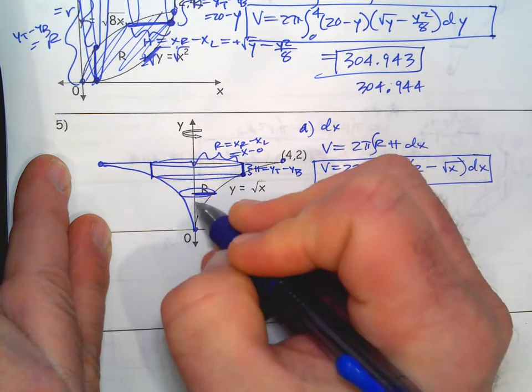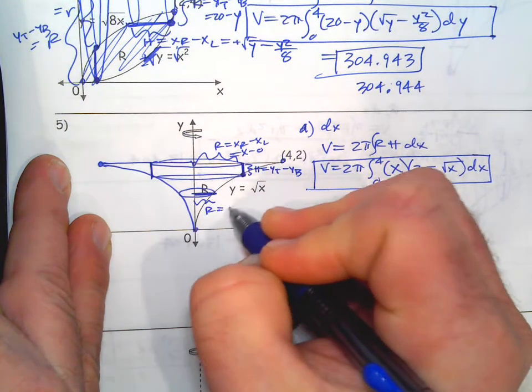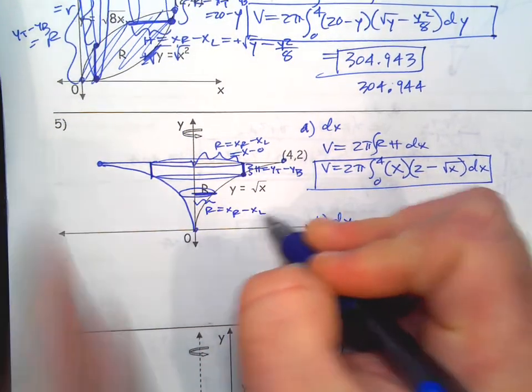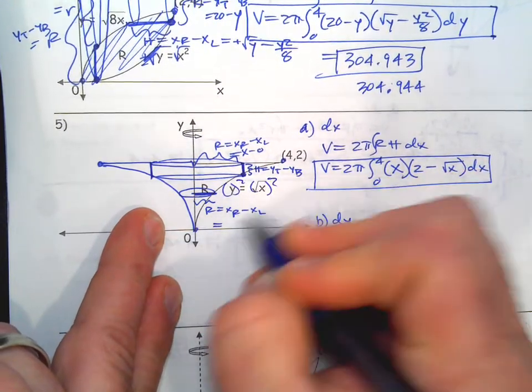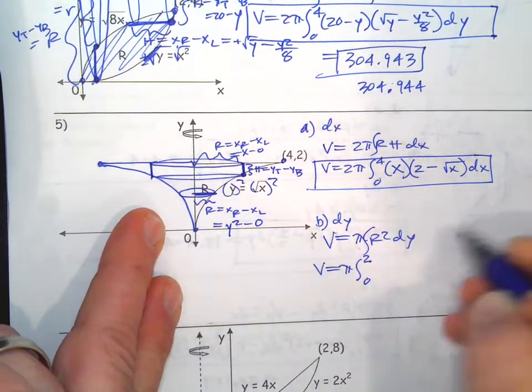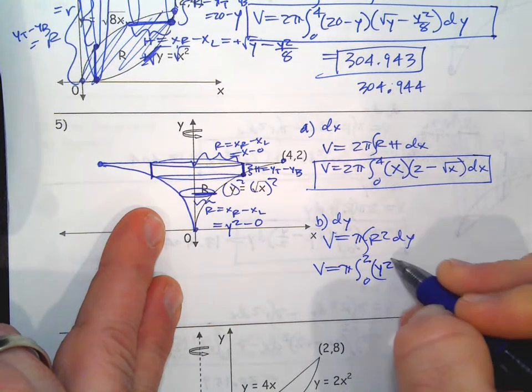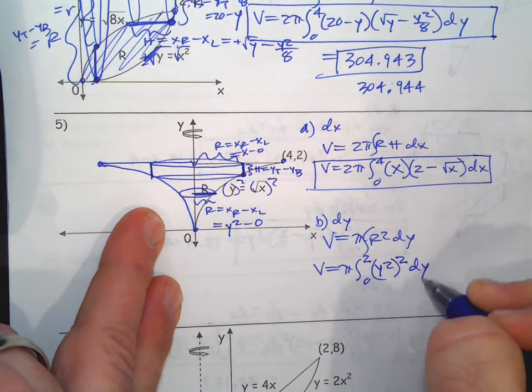The radius is x right minus x left. X right in terms of y is a y squared. X left is 0. So it's going to be a y squared squared again dy.